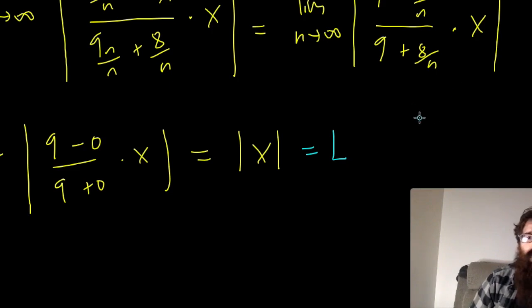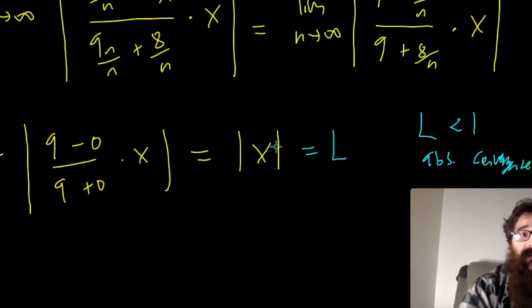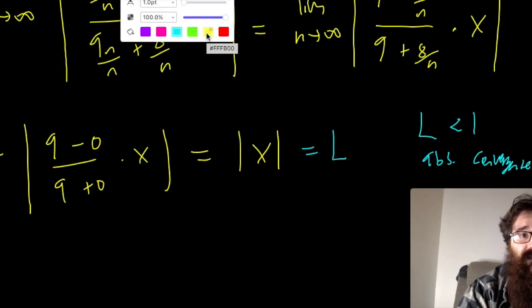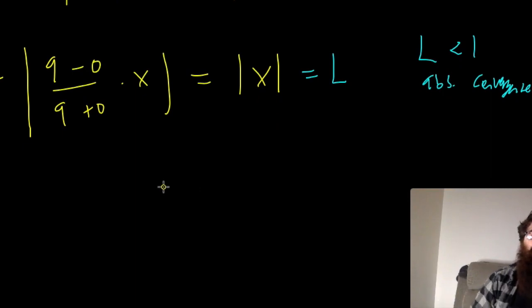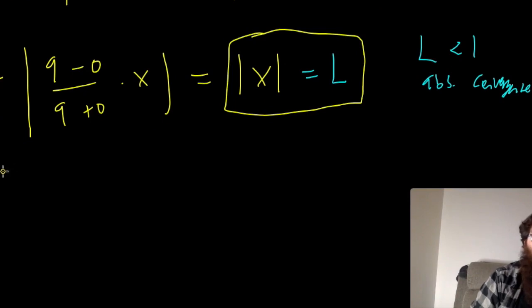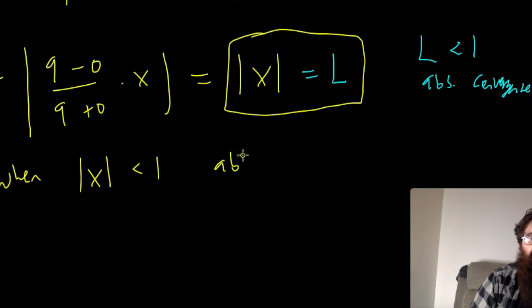So remember, when L is less than 1, we have this absolute convergence. What I got for L is not a numerical value for me to judge, but it's an expression for me to work with. That's the big distinction here. This is something that I now need to do my due diligence with. So we'll say, okay, this is what I have for L, and I can tell you when it's going to converge. So we'll say when the absolute value of x, which is L, is less than 1, we have this absolute convergence.